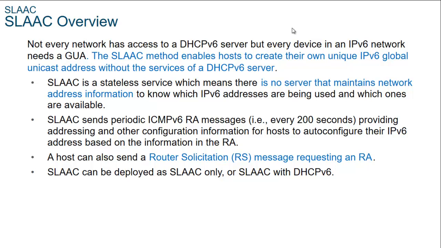SLAAC sends periodic RA messages about every 200 seconds, providing addressing and other configuration information for hosts to auto-configure their IPv6 address based on the information in the RA. A host can also send a router solicitation or RS message requesting an RA. This is usually done by a host that has newly entered the network. SLAAC can be deployed as SLAAC only, or SLAAC with DHCPv6, or stateless DHCPv6.